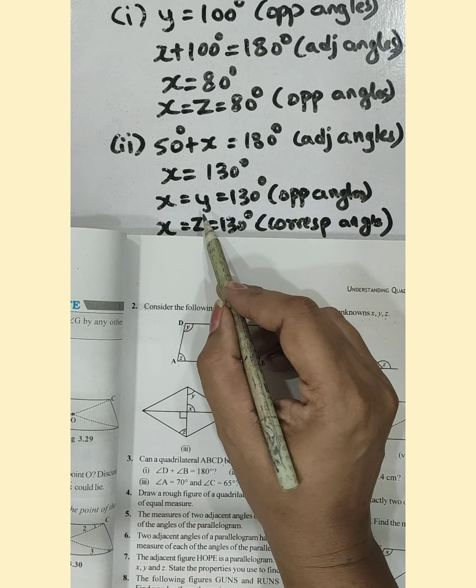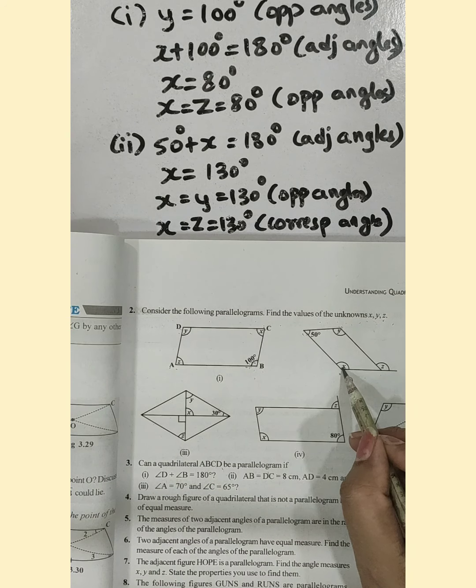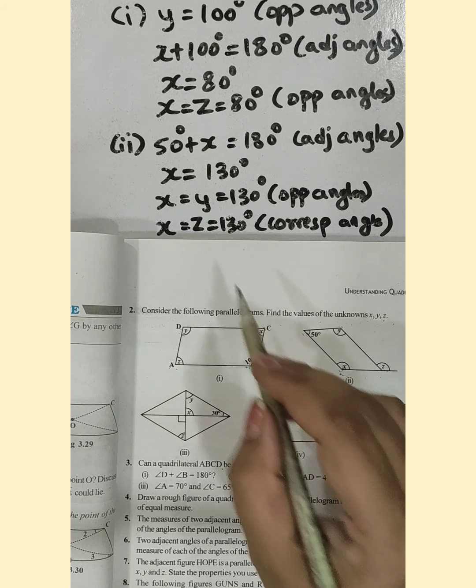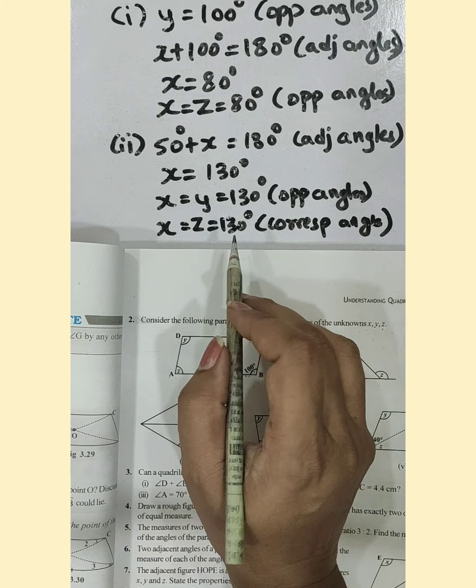Now this x and y both are opposite angles, so they will be equal. So I can write x is equal to y is equal to 130. Now this x and z both are corresponding angles, so again they are equal. So I can write x is equal to z is equal to 130 degree.